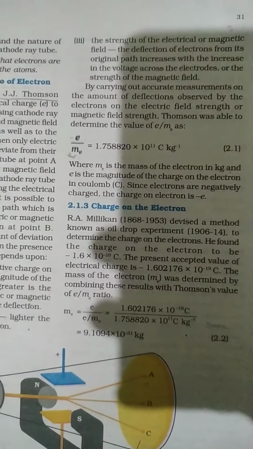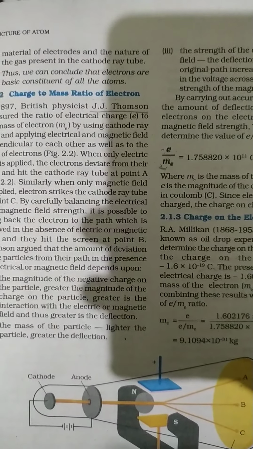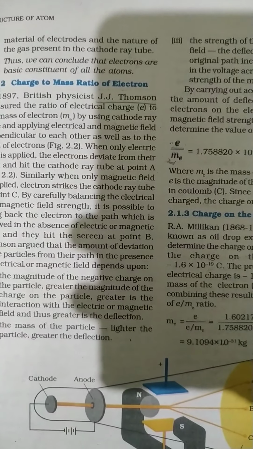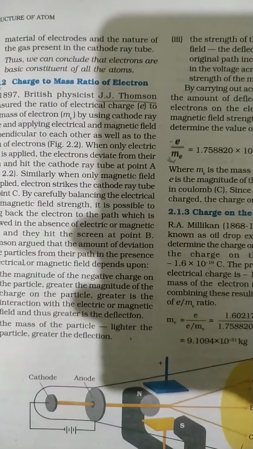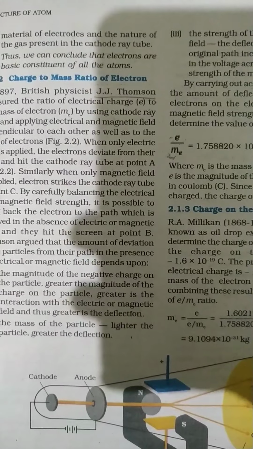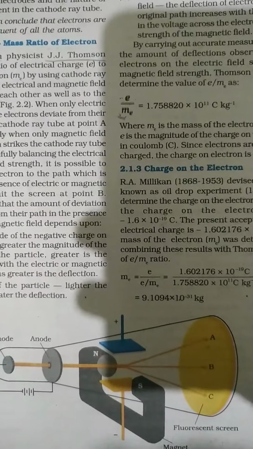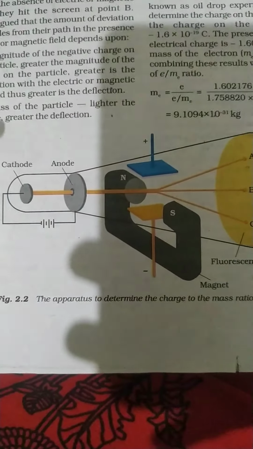We have done the last topic, the discovery of the electron. Now the charge and mass of the electron were calculated by scientists, and here we are going to read about the method by which they calculated the ratio of the charge of the electron to the mass of the electron. I will show you the same experiment, the cathode ray experiment.